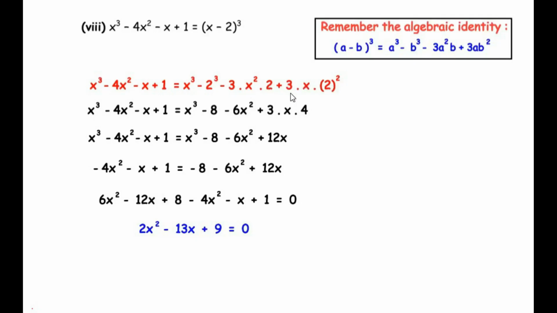Now let us simplify this. Now again the left hand side terms remain the same, is equal to x³ - 2³ becomes 8, minus 3 times 2 is 6.